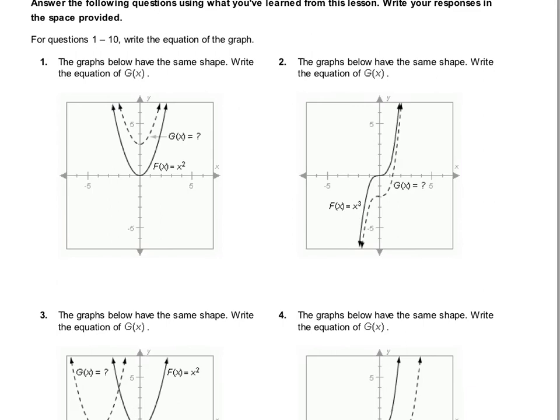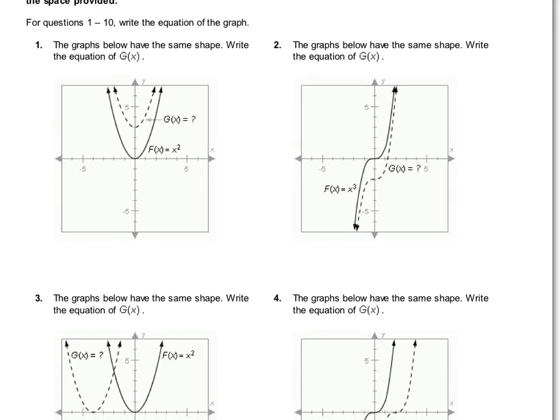So I'm writing some equations based on the graphs they give me. So for number 1, it says the graphs below have the same shape. Write the equation of g of x. Well, I need to figure out how they got from f of x to g of x first. So it looks like they went up 1, 2, 3. So they moved it up 3. So that means g of x, it's going to start off the same. It's going to have that x squared in there. Because I moved it up 3, I need to add 3 to the end of it.